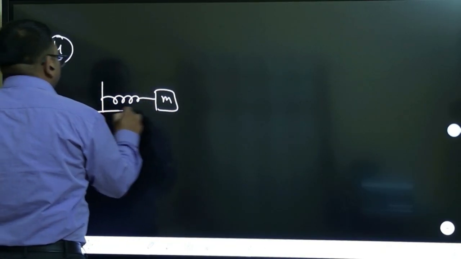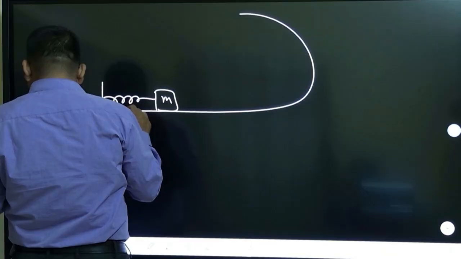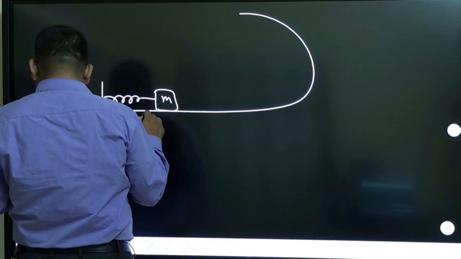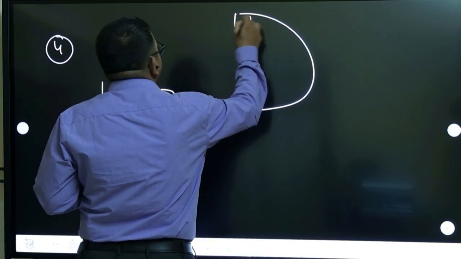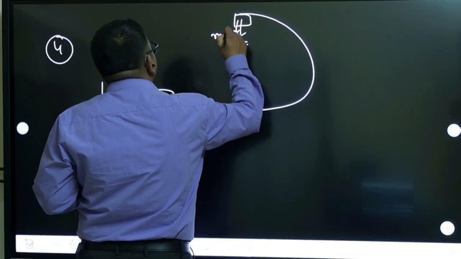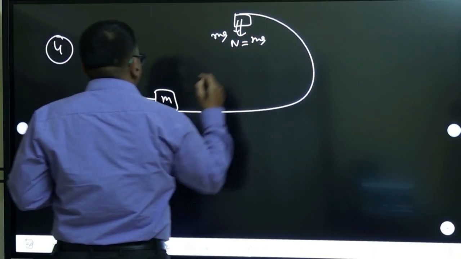The block shown in the figure is compressed by a distance of x naught. So there is a spring and there is a block M. This block was compressed by x naught and released such that when it reaches a point A on the circular track, the contact force between the block and the track is equal to mg. So when it reaches the top, the normal contact force is equal to mg, and mg is also acting downward.